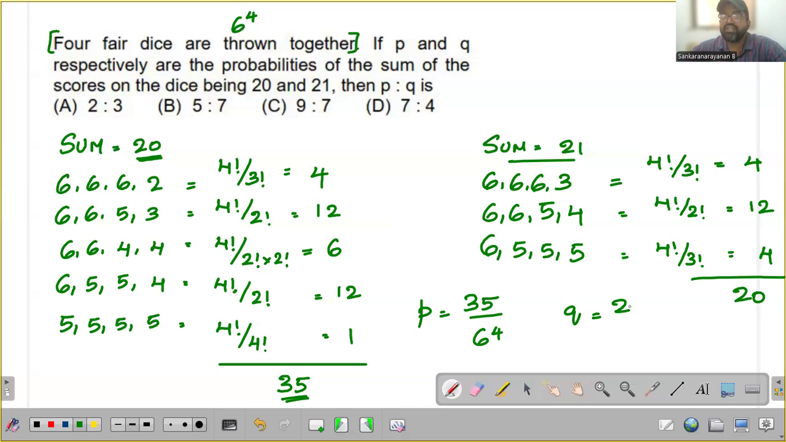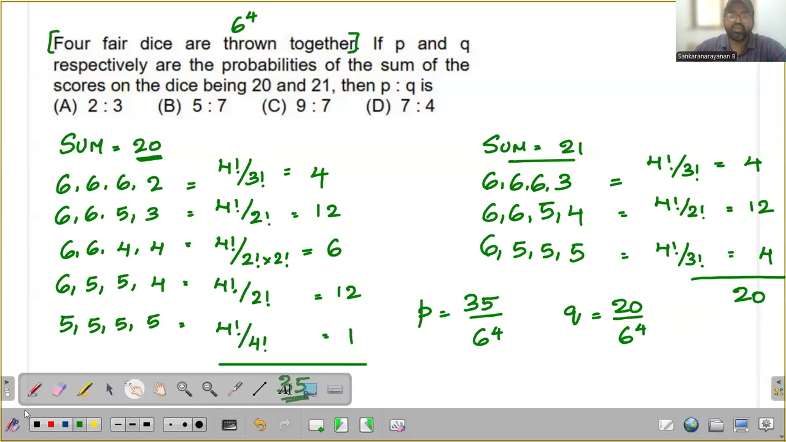That is 20 instances out of 6 power 4. Now they are asking you to find what P is to Q. So you can very clearly see that here P is to Q is as good as P by Q.